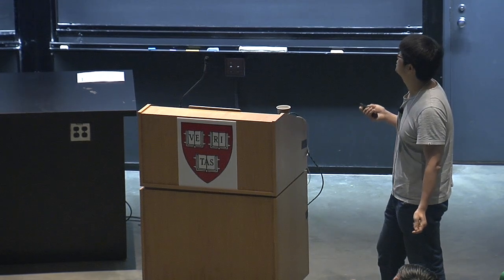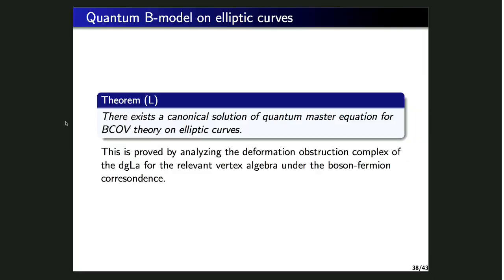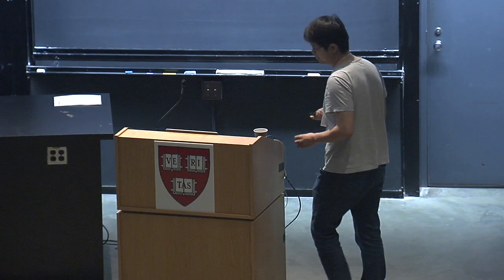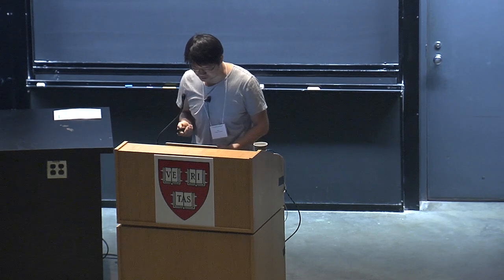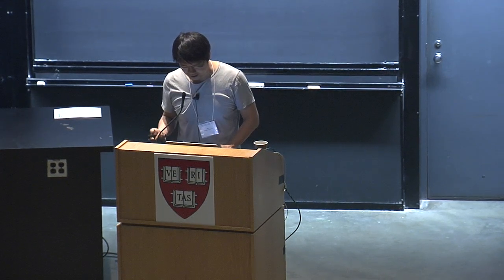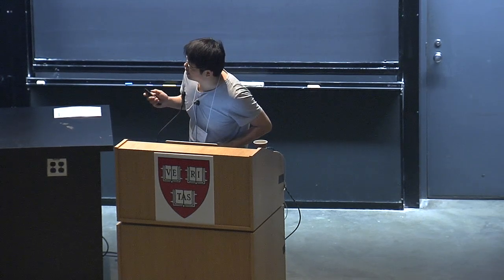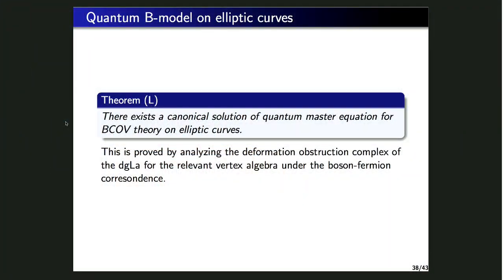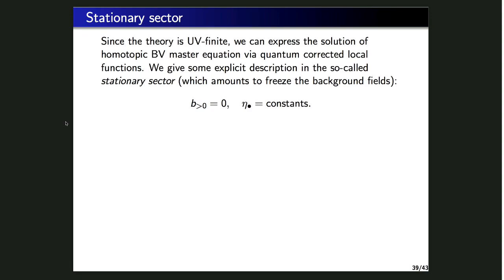Then you can analyze the deformation obstruction complex for this DGLA. And it turns out this DGLA has a simple form if you do a so-called boson-fermion correspondence. There it can be computed directly, to prove this theorem. So this is like abstract nonsense from deformation theory. But now I'm going to give you some concrete feeling about this data. As I mentioned, this is like a Heisenberg vertex algebra.